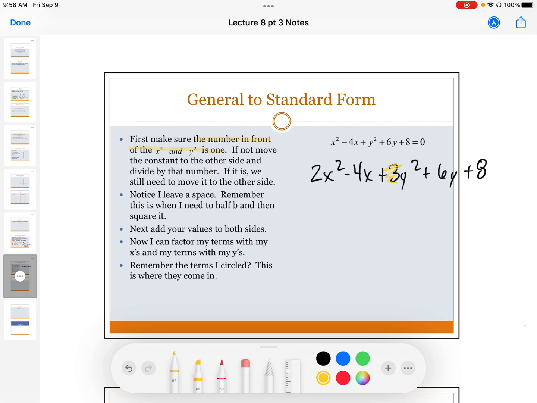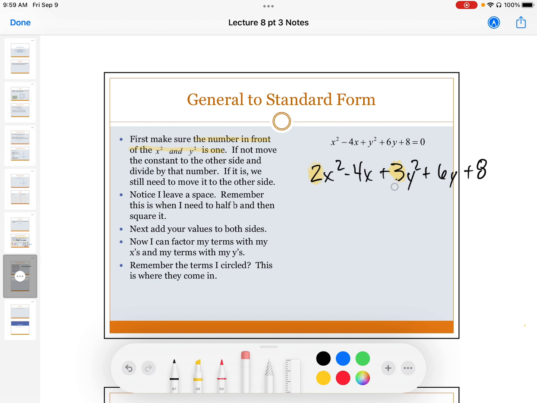Well, actually, this isn't even a circle. Whoops, thought I was on the highlighter, and I obviously was not. So let me get that back up there, plus 3y squared. This here, guys, you'll never have to worry about a situation where it looks like this because that's not a circle if their numbers are different.